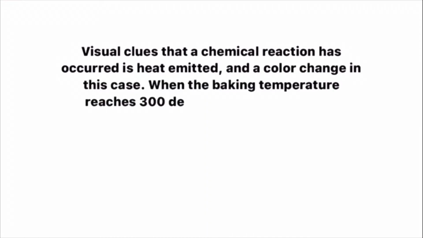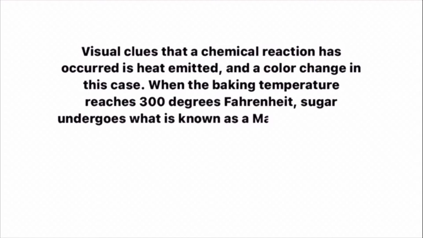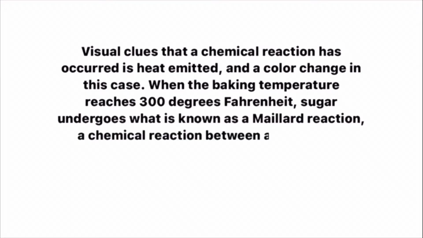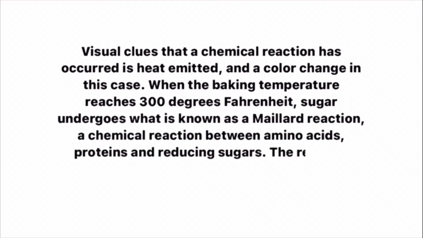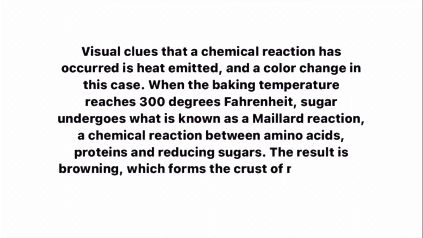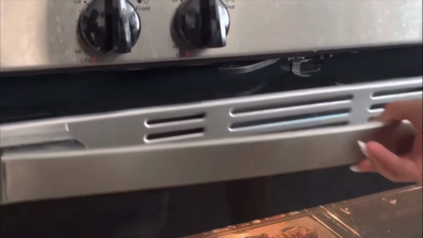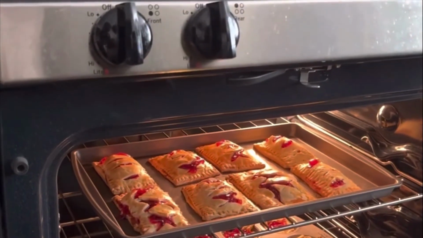When the baking temperature reaches 300 degrees Fahrenheit, sugar undergoes what is known as a Maillard reaction, a chemical reaction between amino acids, proteins, and reducing sugars. The result is browning, which forms the crust of many baked goods such as bread.